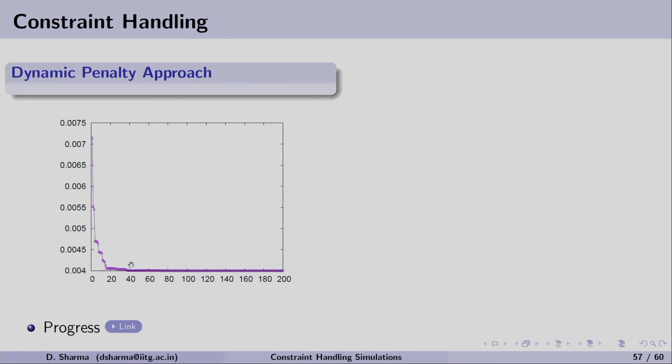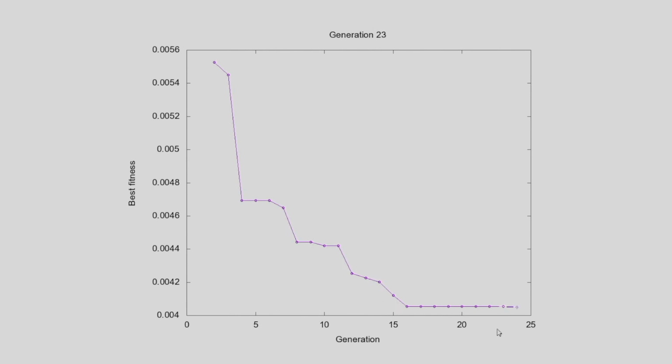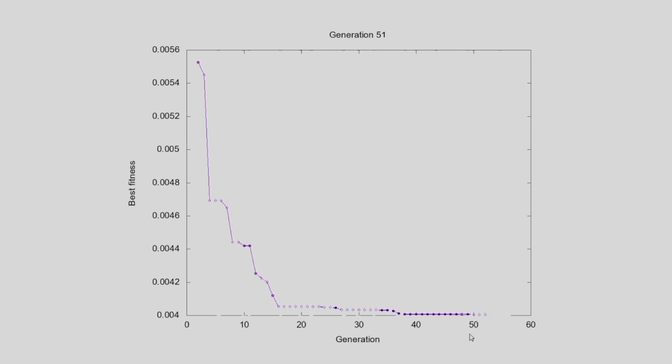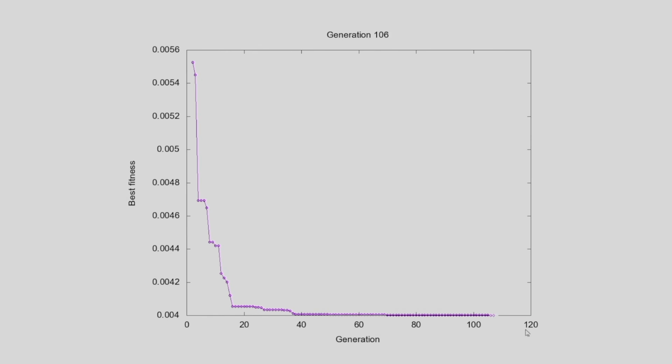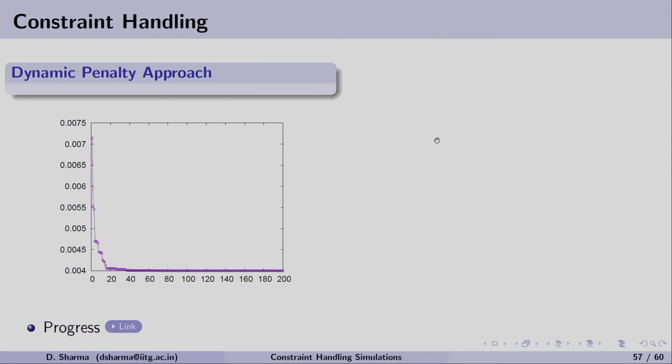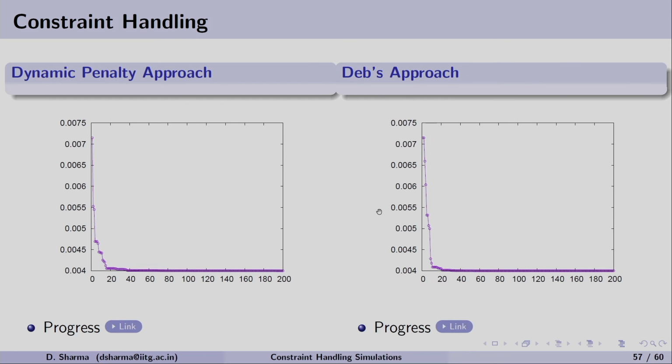Now we will test the same problem on the dynamic penalty approach. With this penalty approach, we see the fitness improving, and close to 38 again it has improved, now close to 70 it has improved, and now close to 110. So we found the same behavior with the dynamic approach, and the reason remains the same: since the objective function value is very small, these small penalties at the beginning are sufficient to penalize the infeasible solution. Now we will look at Deb's approach at the last.